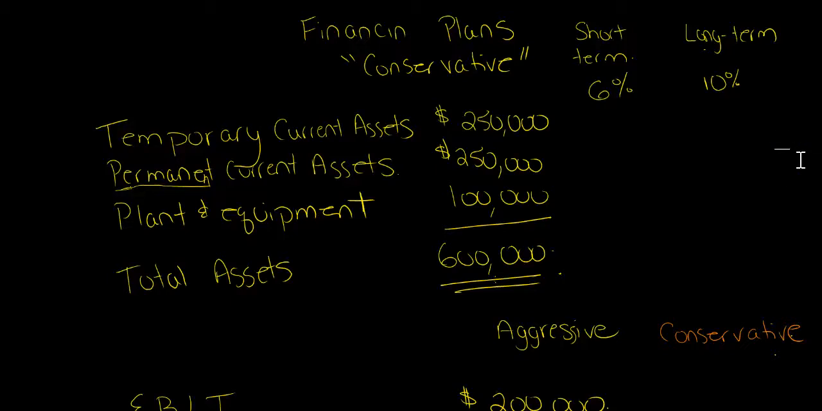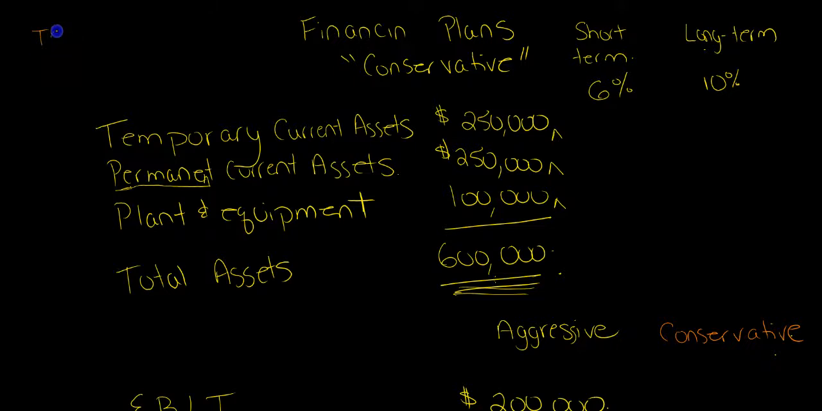So I'm going to use the same data. I'm going to assume that I have 250 in my temporary current assets and 250 in my permanent current assets and 100,000 in my plant and equipment. So I'm still going to use the 600,000 of total assets. But I'm going to change the assumption of how they're being financed.